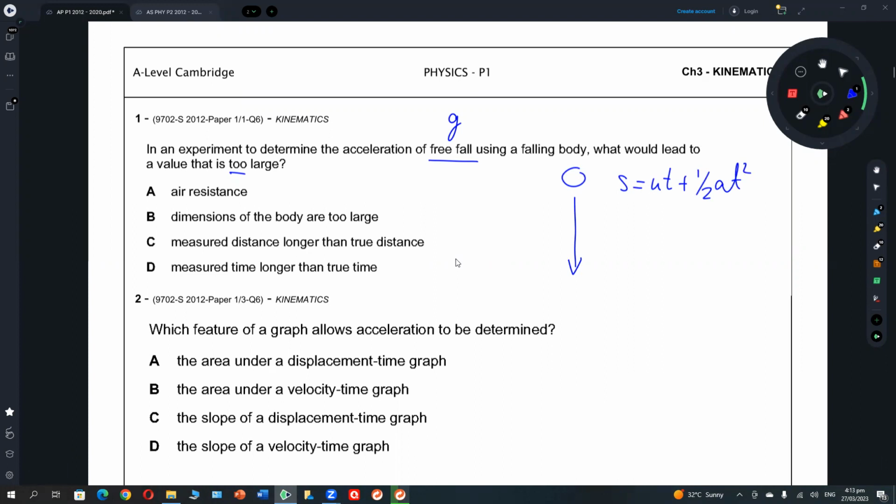Let's see, if you drop the object from zero, from rest, you will get this equation. This is an example. G is called acceleration of free fall.